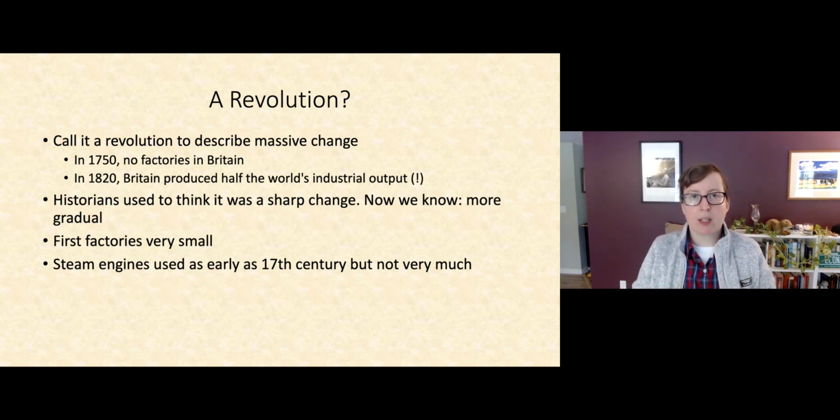Now, on the other hand, historians used to think of this as a very sharp change, like a literal sudden overnight revolution. What we know now a little bit better is that it was more of a gradual change. The very first factories anywhere, and especially in Britain, were very small. And the important invention of the steam engine existed as early as the 17th century, but was not used very much. So in the next set of slides, I'm going to be discussing some of the changes in a numerical context, and we'll get to think about whether this was really a sharp change or more of a gradual change that accumulated over time.